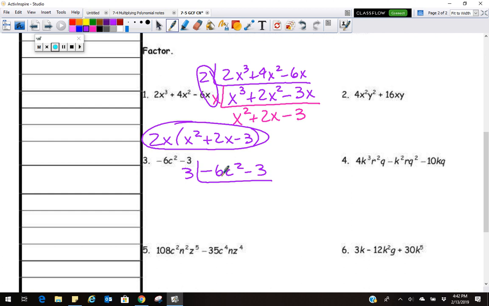What's negative 6 divided by 3? Negative 2. Okay, I'm not taking out any c, so that's just negative 2c squared. What's a negative 3 divided by 3? A negative 1. Nothing will go into 2 or 1, so our factored answer is negative 2c squared minus 1.